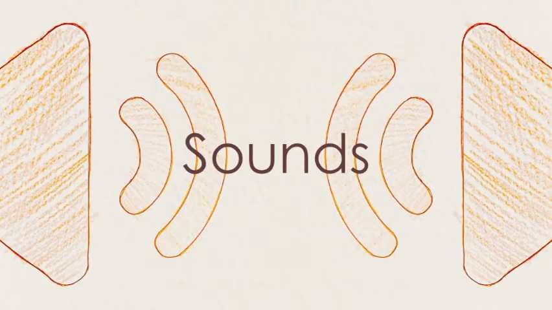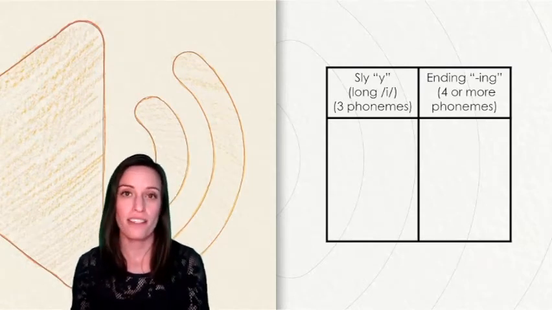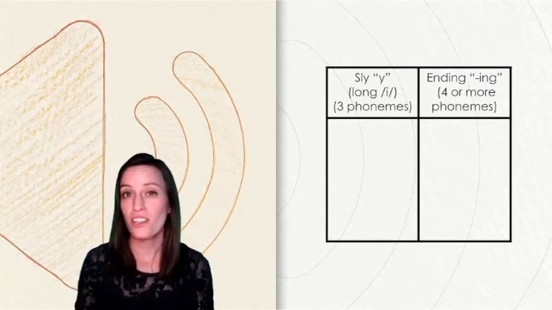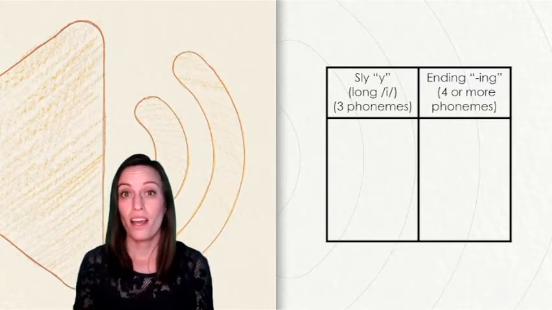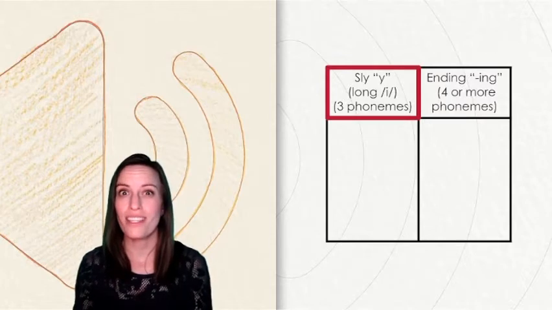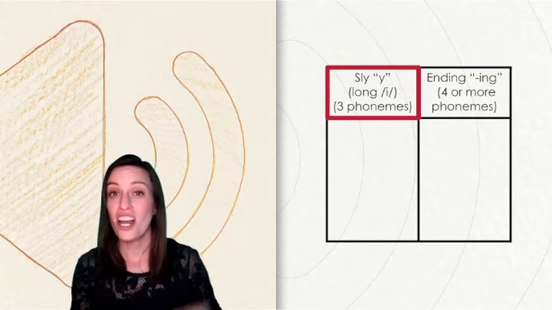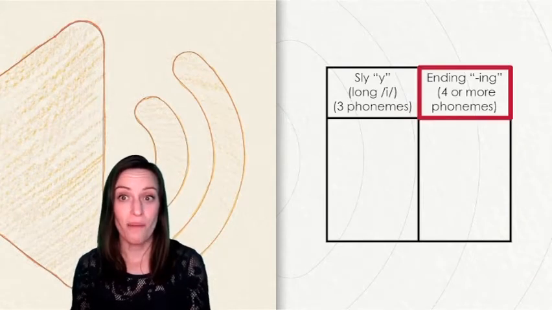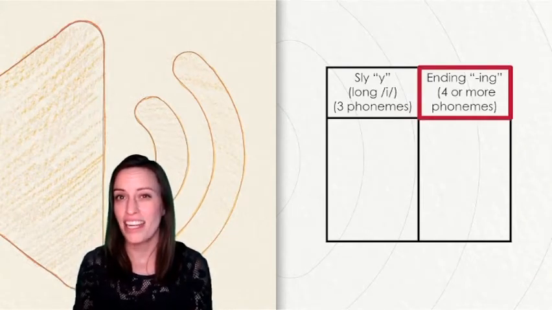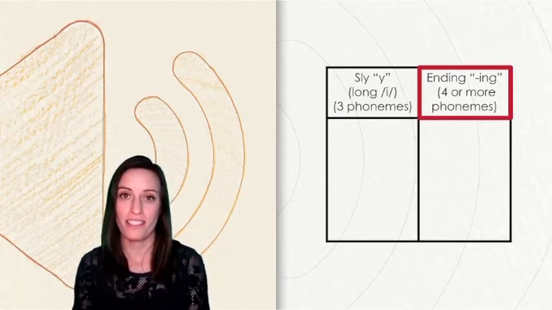Sounds! Today, we are going to play a new game called Sort It Out. I am going to say a word out loud, and then you will tell me which column it belongs in. Let's look at our 2 columns. The first one is for words with the sly Y, where the Y says the long I sound, but there's just 3 sounds. The second column is with words that have the ending ing. These words have 4 or more sounds.